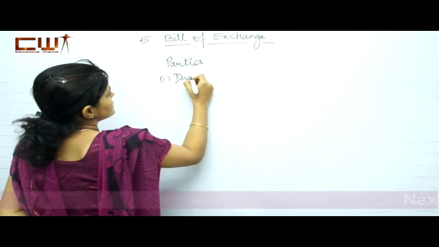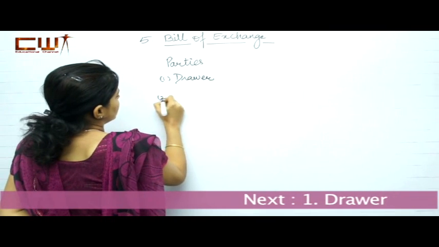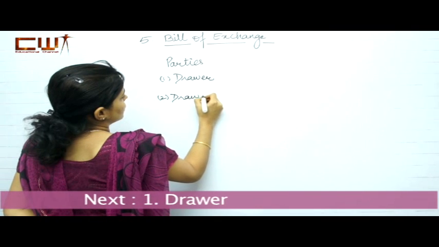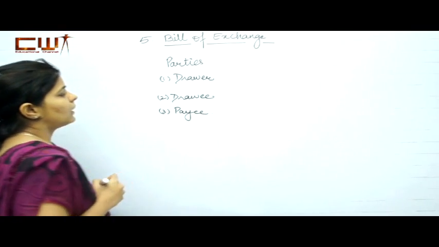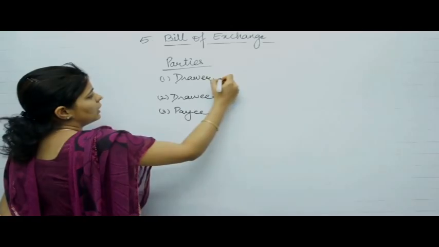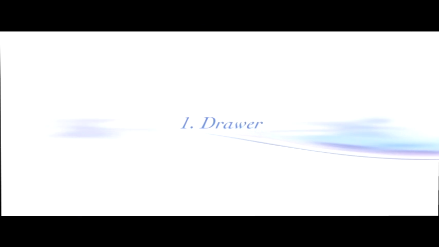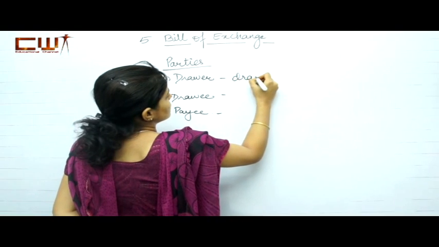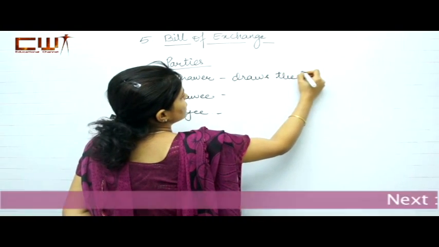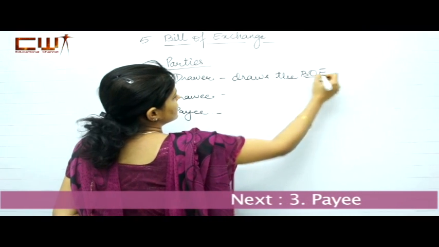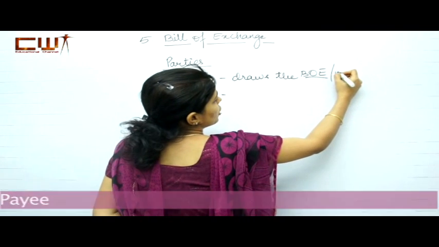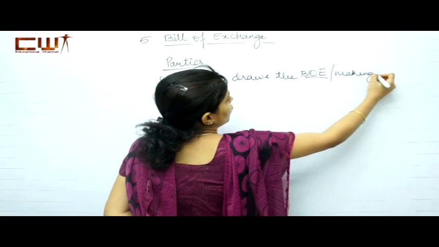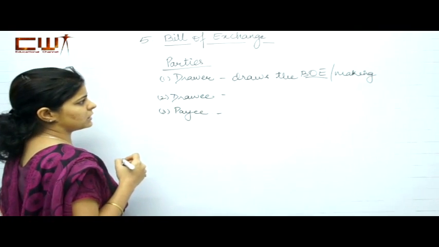The parties you have are the drawer, the next party is the drawee, and the third party is the payee. The first party is the drawer, who draws the bill of exchange. The drawer is the person who is actually drawing or making the bill of exchange. That person is known as the drawer.